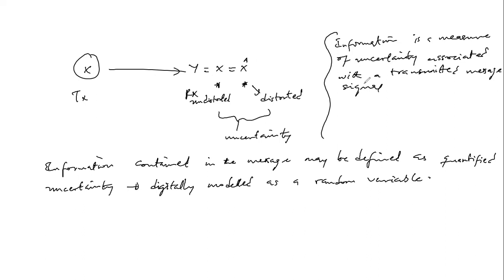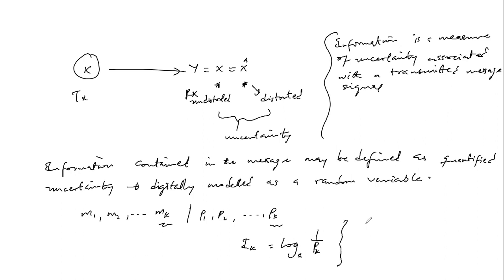So, for instance, say for a system which transmits messages M1, M2, all the way to MK, with probabilities of occurrence P1, P2, to PK, the amount of information transmitted through the message MK with the probability PK will be I sub K equal to log 1 over P sub K base A. This is also the same, by laws of logarithm, as negative log P sub K base A.